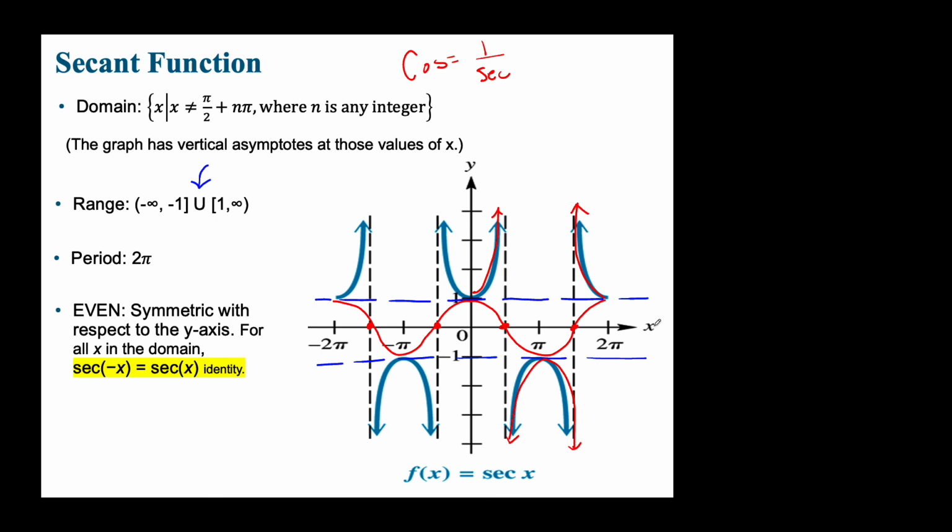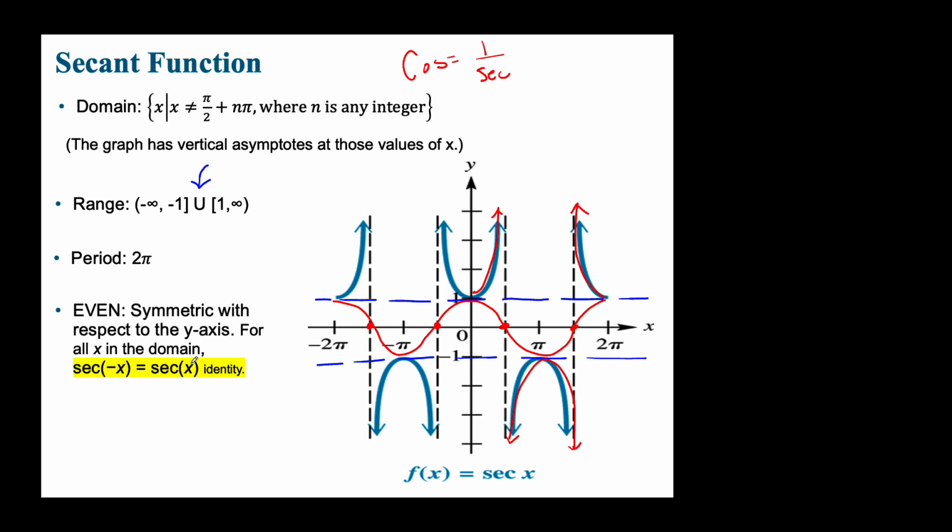Secant is even. That means that it is symmetric with respect to the y-axis. This can be really helpful in identifying, like, if you're asked, is that graph a secant or a cosecant graph? Well, secant is symmetric with respect to the y-axis. So you see the y-axis right here, it's symmetric on both sides. So that might help you identify it. As far as identities, that means that secant of a negative x would output the same thing as secant of the corresponding positive x. All right, and that is secant.